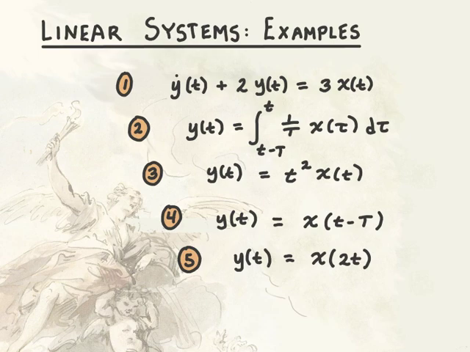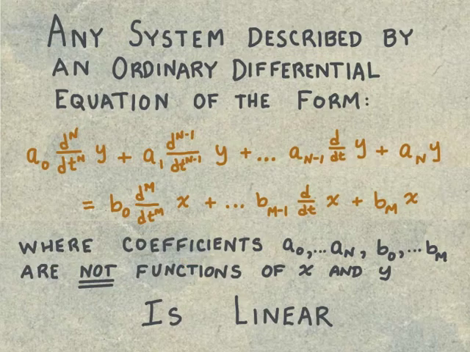For all these systems, you can prove superposition in a very similar fashion to what we did for the water bucket system. Here is a very common form of linear system, which we'll see again and again in this class. In fact, it's the primary form which we'll study. Any system described by this ordinary differential equation form is a linear system. The only thing that's required is that the coefficients a0 through an and b0 through bm are not functions of the signals x or y.